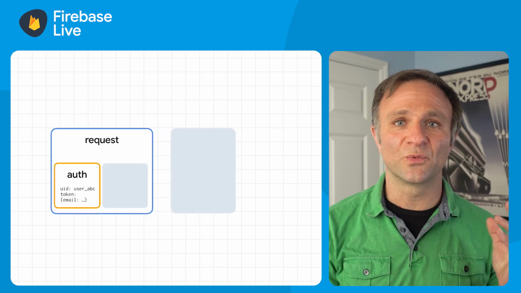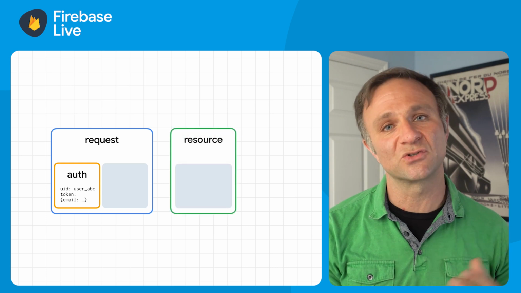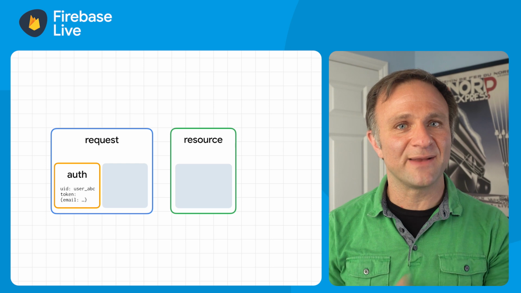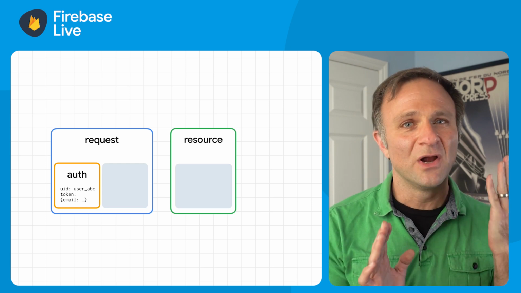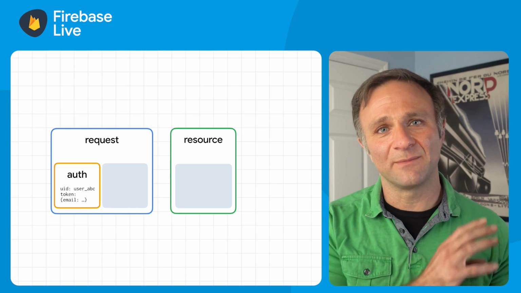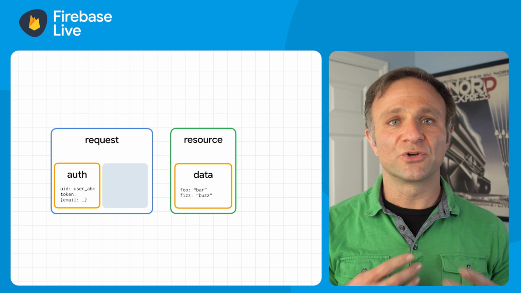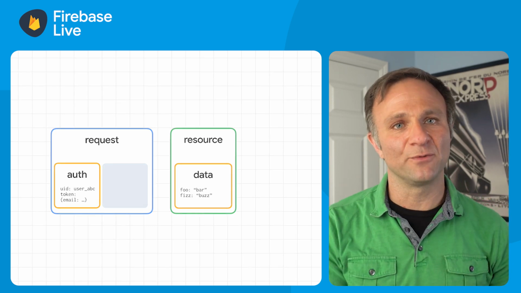Now, for this set of rules, we're going to take a look at the second piece of data you're often going to be dealing with, and that is the resource object. This represents the currently existing object in the database that you are trying to access. Now, the vast majority of the time, we're interested in the content of this document, which you can access by looking at the resource.data value. This will return all of the fields in the document as a map, basically a set of key value pairs.